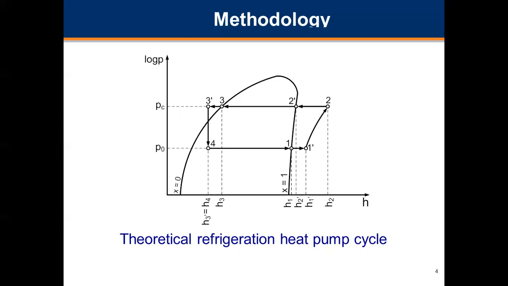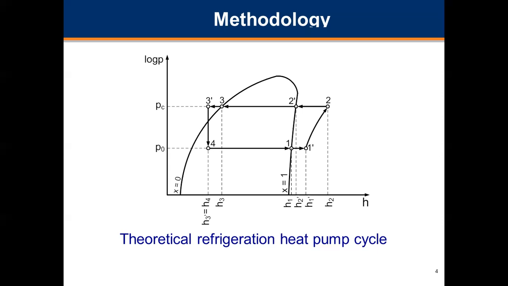From point 1 to point 1 prime, isobaric process of preheating of the refrigerant vapor in the heat pump's regenerative heat exchanger. From point 1 prime to point 2, adiabatic or isentropic process of compression of the refrigerant vapor in the compressor. From point 2 to point 2 prime, isobaric process of cooling of the refrigerant vapor in the condenser. From point 2 prime to point 3, isobaric isothermal process of condensation of the refrigerant in the condenser.